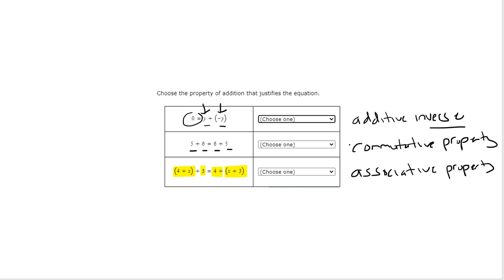So I hope that was helpful. Make sure that you have this assignment done before your math class.